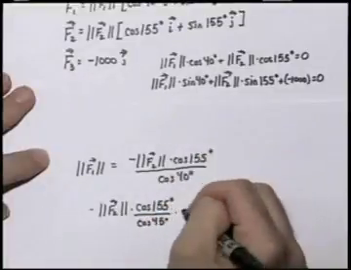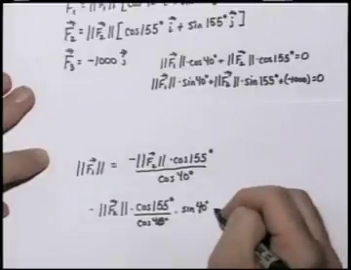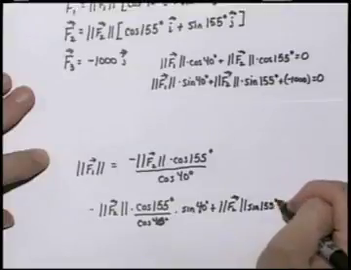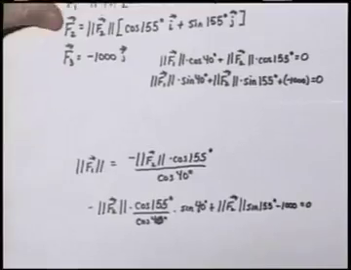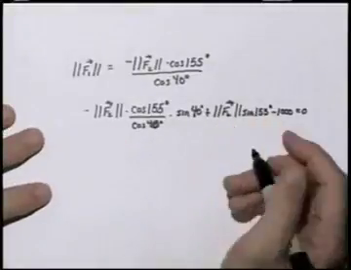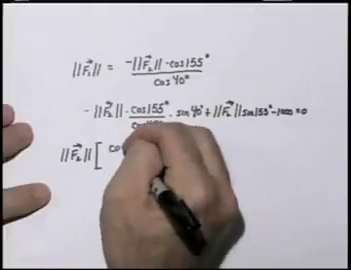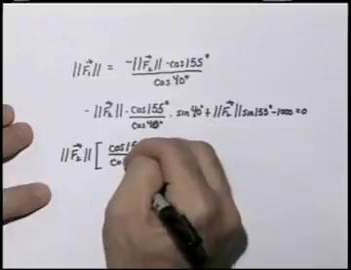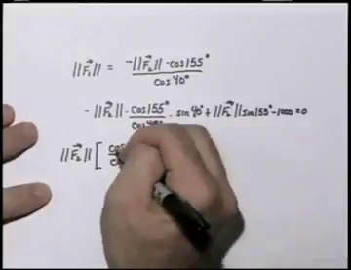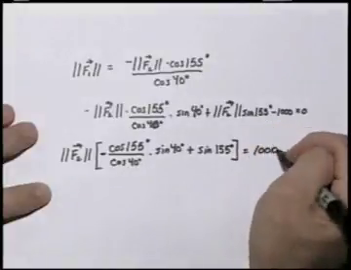That's the magnitude of F1 times the sine of 40 degrees, then plus magnitude of F2 sine 155 degrees minus 1,000 equals 0. So this is the equation that I need to solve for the magnitude of F2. The way I'm going to do that is factor out magnitude of F2, and then I have negative cosine of 155 degrees divided by cosine of 40 degrees times the sine of 40 degrees plus sine of 155 degrees, and that equals 1,000.